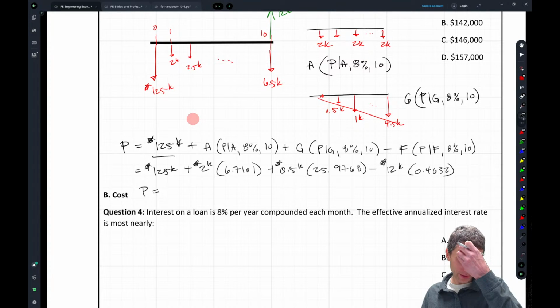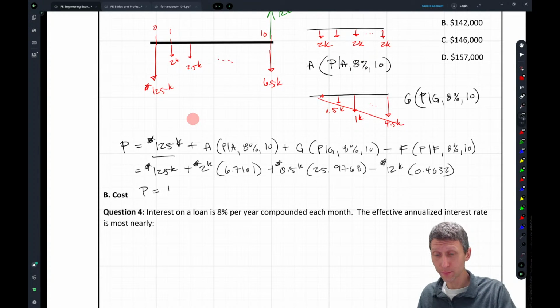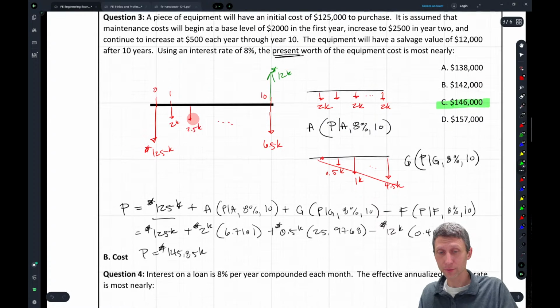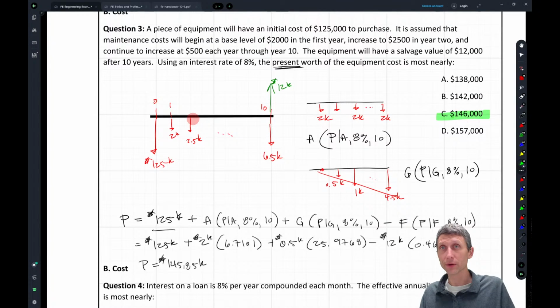And I got about 145.85K. Okay, which translates into a total cost of about $146,000. Okay, so I think you get this value if you add the 12K instead. Okay, so that's where we go.